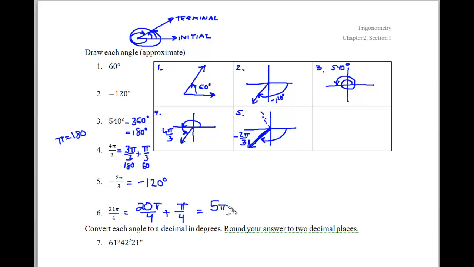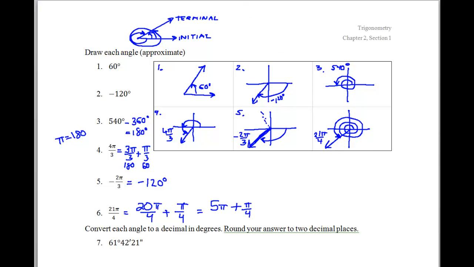Well, that breaks down to 5 pi, and 5 pi is 5 180-degree spins around the unit circle, plus pi over 4, which is a 45 degree spin according to our unit circle. So again, let's go 5 180 degree spins, so 1, 2, 3, 4, 5, and then we're going to go a 45 degree spin. So there, my friends, is our answer for 21 pi over 4, which was 225 degrees from our initial to our terminal spot right there, not going around the circle anymore.